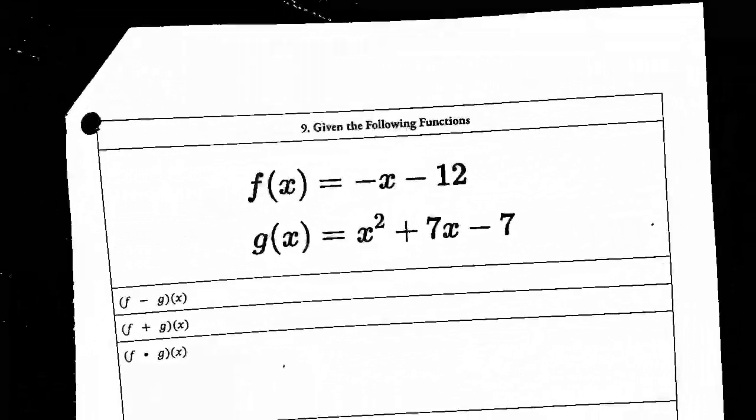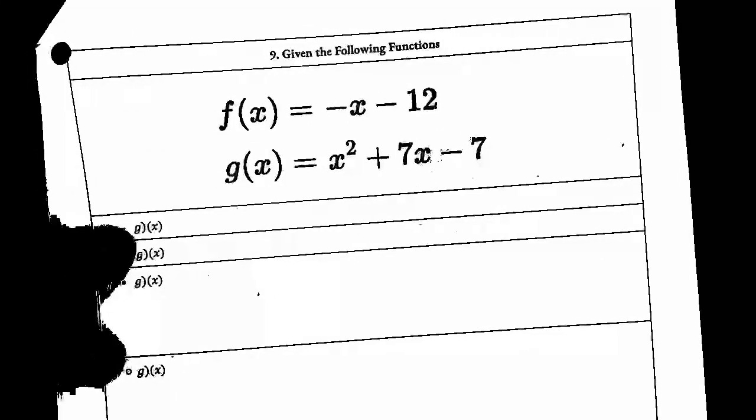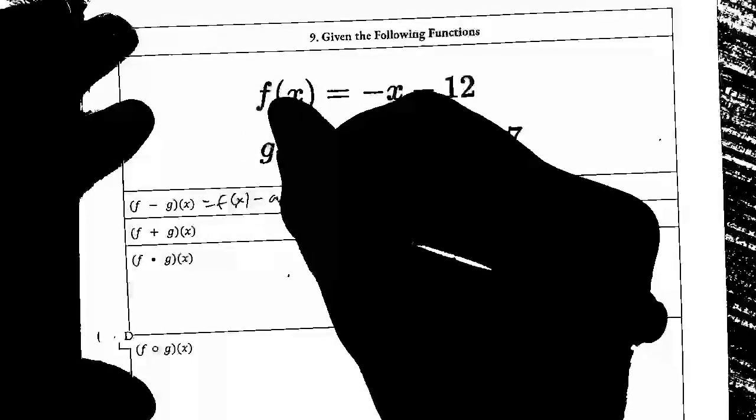Number 9. So we have two functions, f of x and g of x, and we're doing different operations on those functions. So for f minus g of x, you just subtract them. This is just saying it's the same as f of x minus g of x.